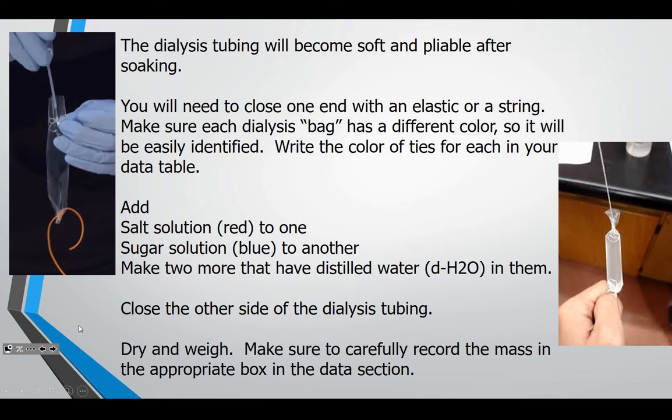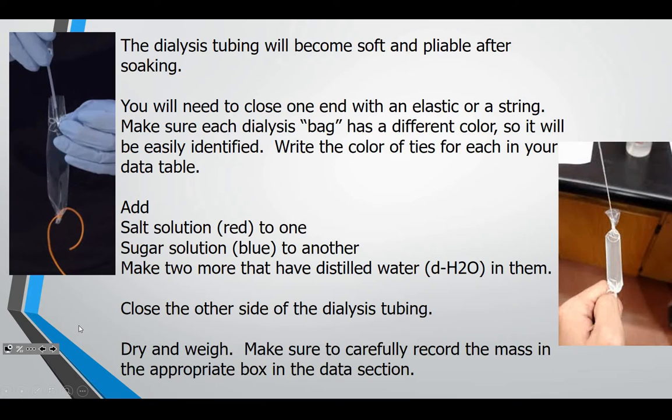Make sure you use a square knot, not a granny knot, because a granny knot will come out. Okay? Tie one end off. On the second, then you're going to fill it up with 5 milliliters of solution. You're going to do 1 that's your salt solution, 1 that's your sugar solution, 2 that are your distilled water.